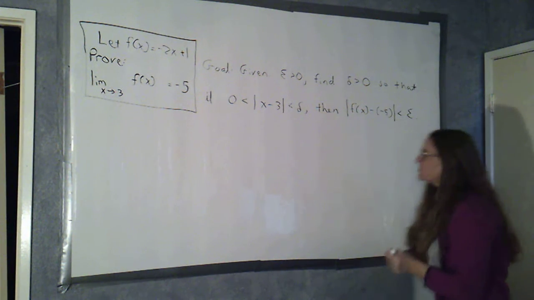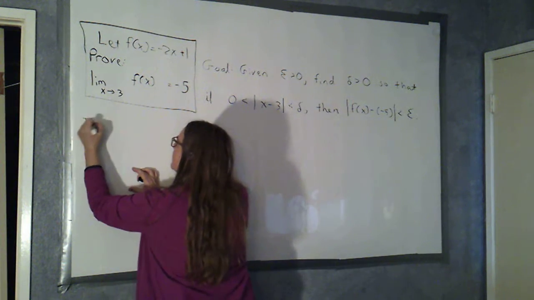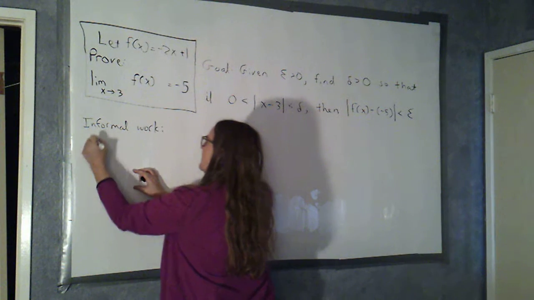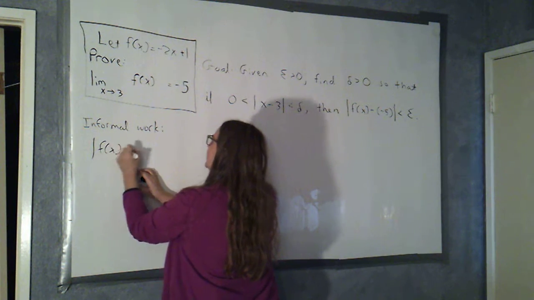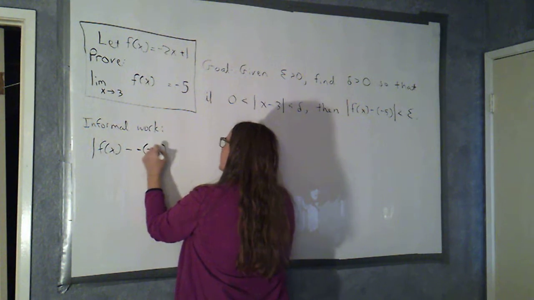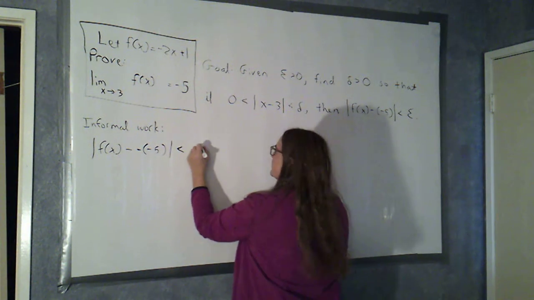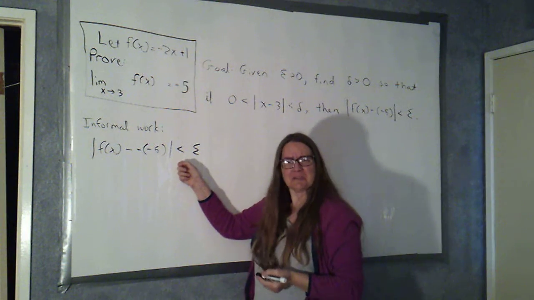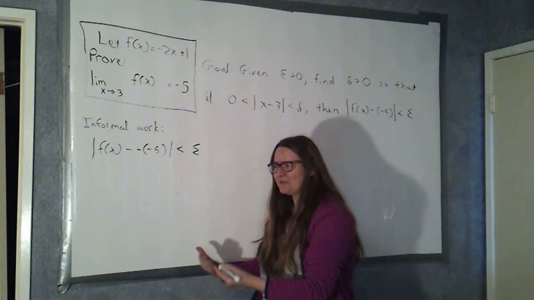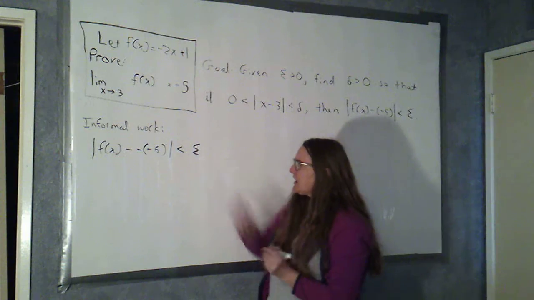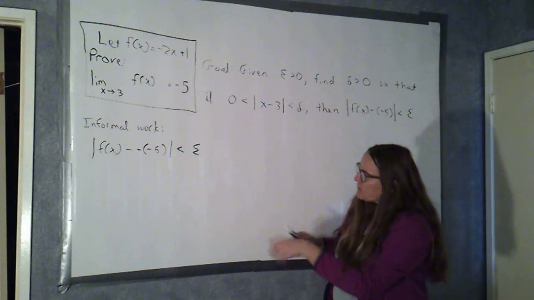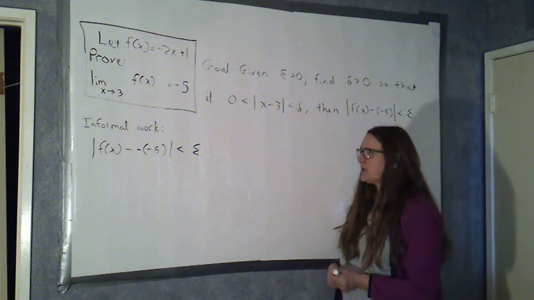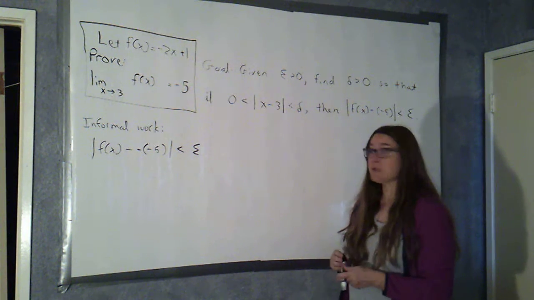So I'm going to start in my informal work. I'm going to start with this inequality that the absolute value of f of x minus negative 5 is less than epsilon. Now I can't do that in a formal proof because that's the conclusion that I'm trying to get to, and I can't start with my conclusion. In my informal work, I'm just sort of exploring, well, what else would be true if my conclusion is true, to see if that'll help me figure out my delta.